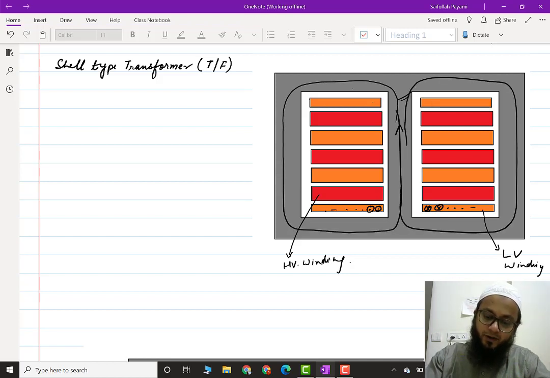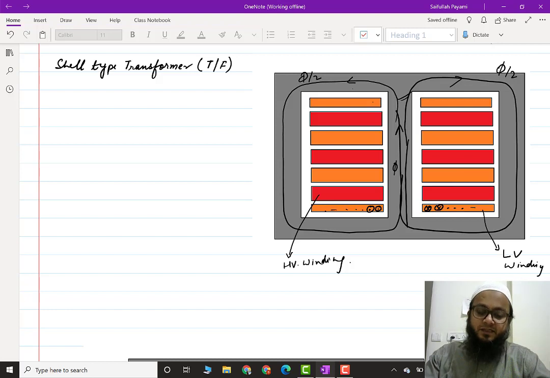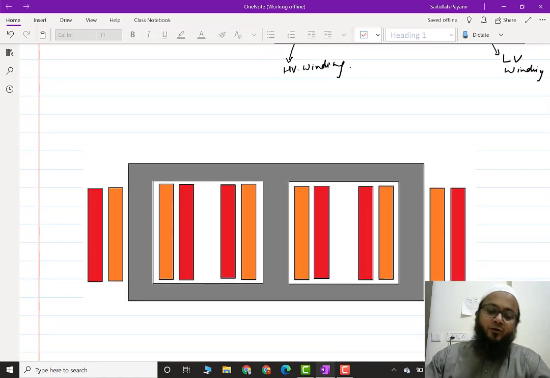It will depend on how we have done the winding. So if the flux is phi in the central limb, the outer limbs will have phi by 2 each. So this is the shell type of transformer. Generally for a low rating of transformer, we use the shell type of core. But for power transformers or three-phase transformers, we generally prefer core type transformers.